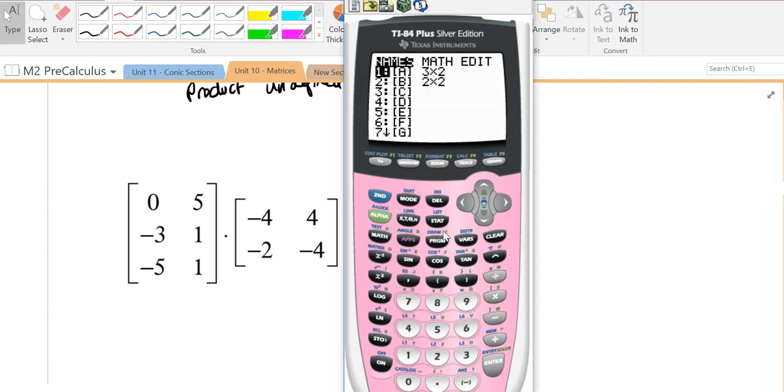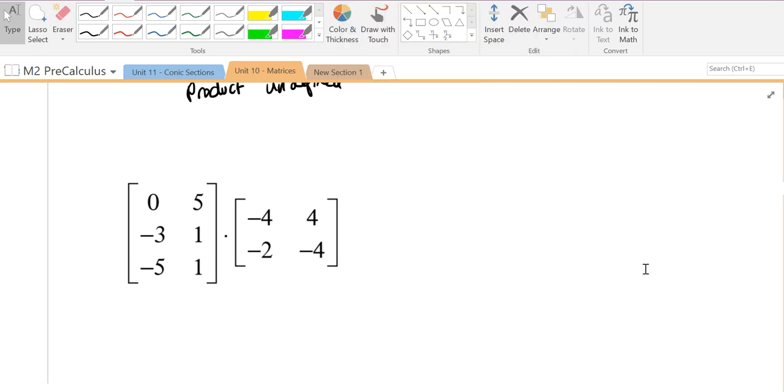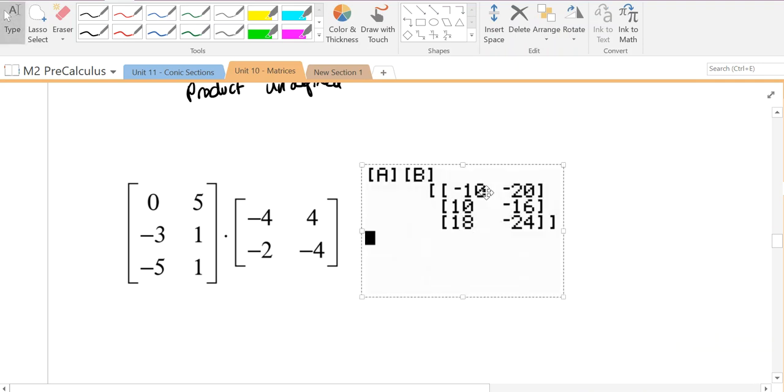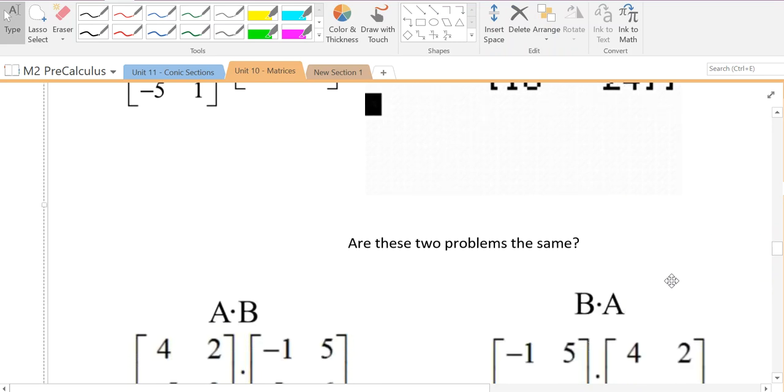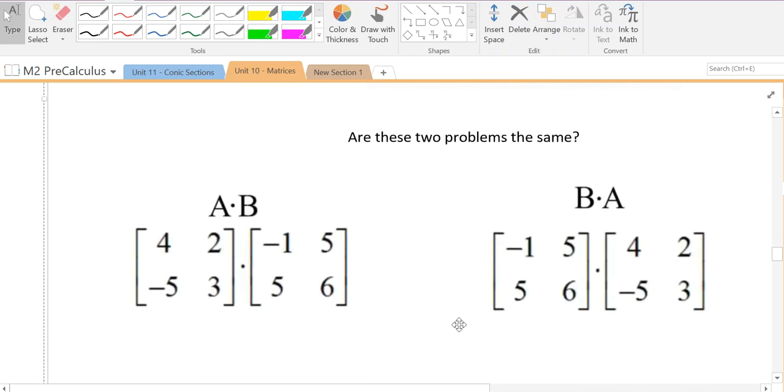I'm going to my matrix. Look, I've got that first one in there. 5, 1, 1, 0, -3, -5. And boom, perfect. Okay, so I'm going to take my matrix A, multiply it by matrix B. Boom. Pretty snazzy, huh? Cool.